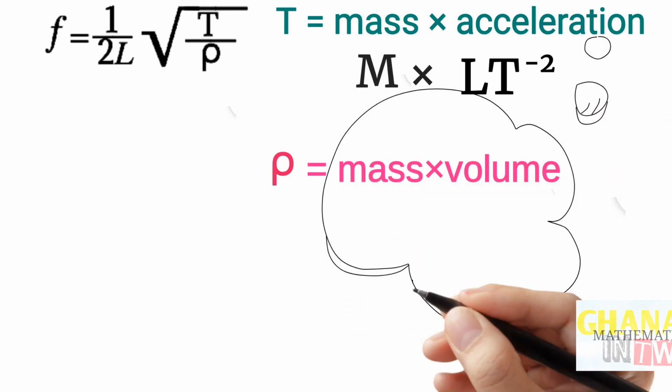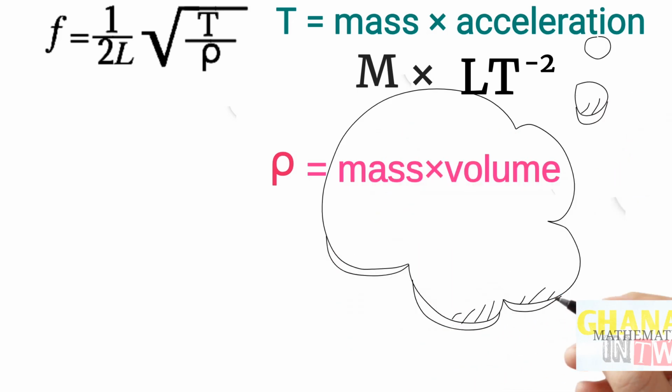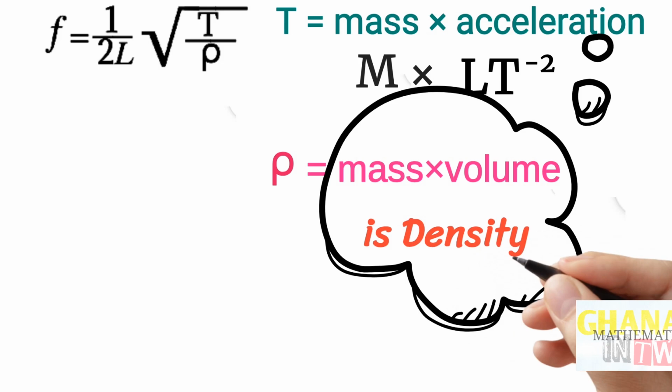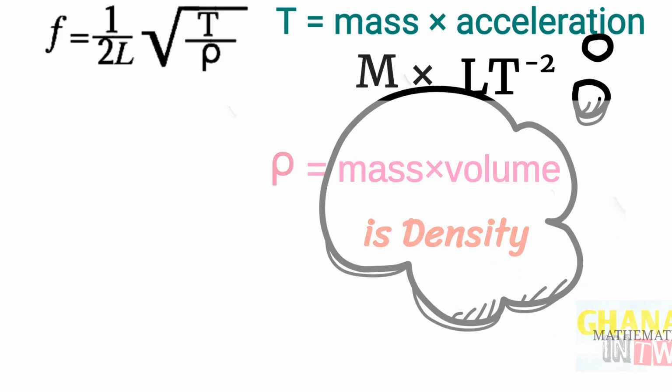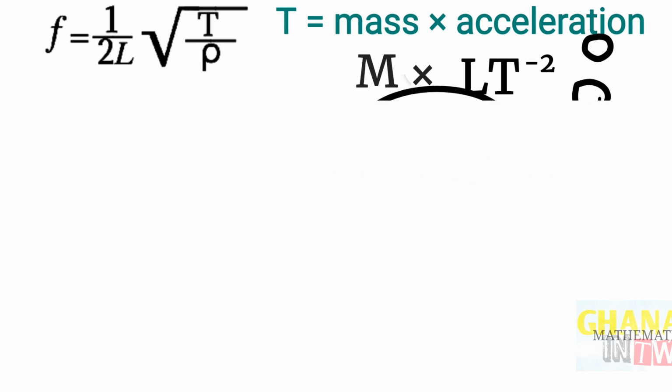Rho is mass times volume. I'm not saying that density is not mass times volume. Density is always mass times volume. But in this case, it is wrong.